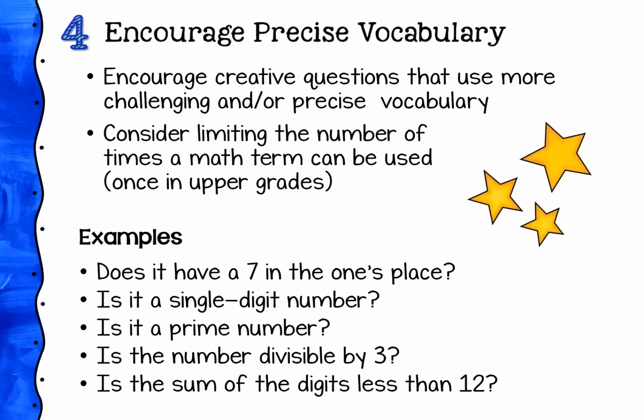The fourth thing is to encourage the use of precise vocabulary. The way you can do that is to encourage creative questions that use more challenging and more precise vocabulary, especially mathematical vocabulary. And consider limiting the number of times a math term can be used. Like in the upper grades, 4th, 5th, 6th grade, don't let them use the word "multiple" over and over. It gets used once and then it's out. You could even have word wall cards up and then cross them off, or you could have a list of allowable terms and cross it off if it's already been used.